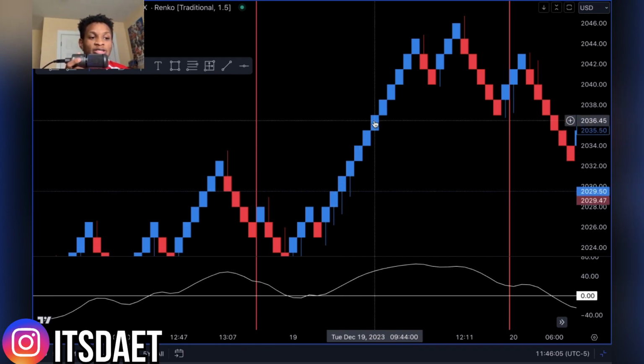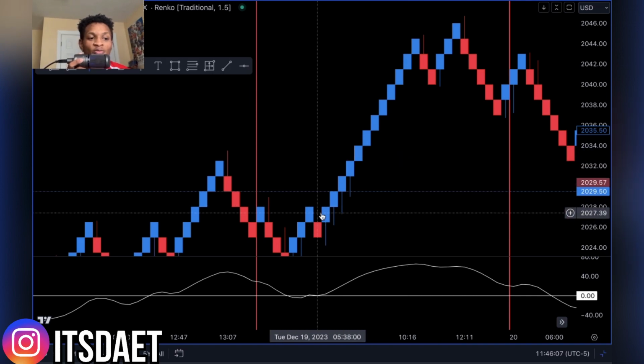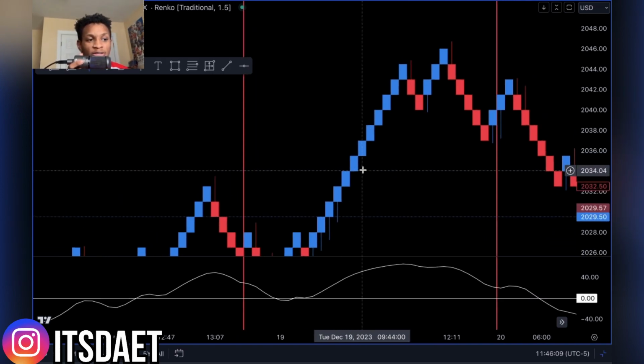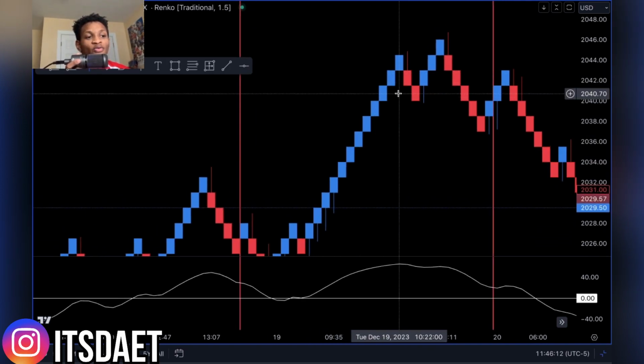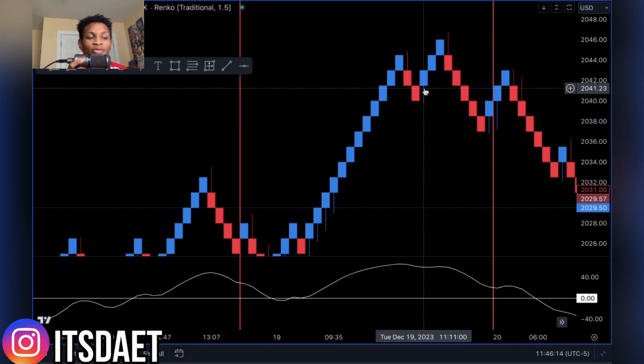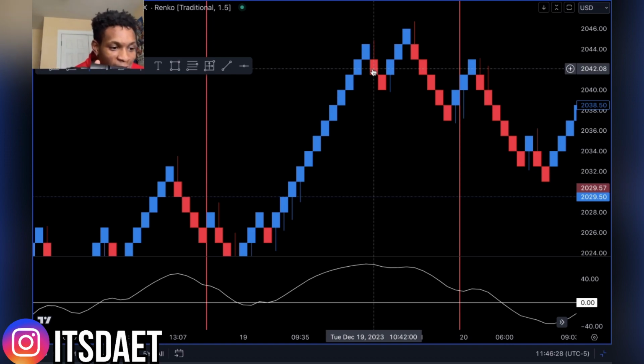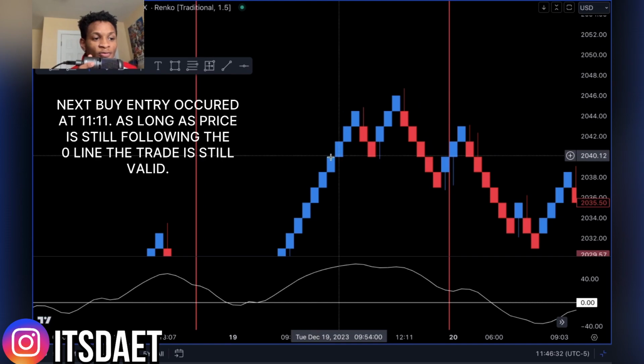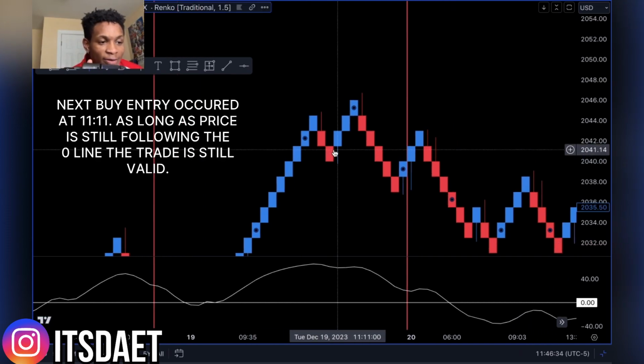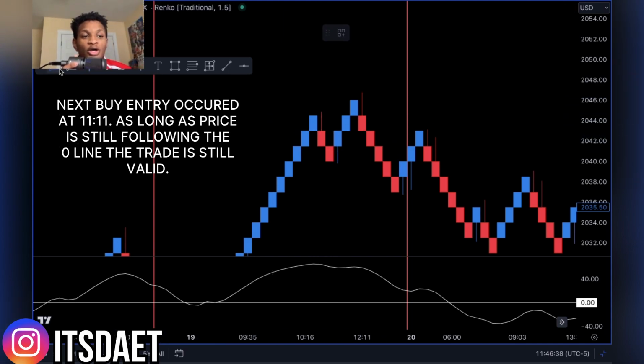Wait for the next red candles to show and then wait for another set of blue bricks. I said candles again. Wait for the red bricks to show and then wait for another blue set of bricks to show. This formed a red brick at 1042, right? So it didn't give you the entry for a blue upwards movement until 1111. Your entry will be right here.